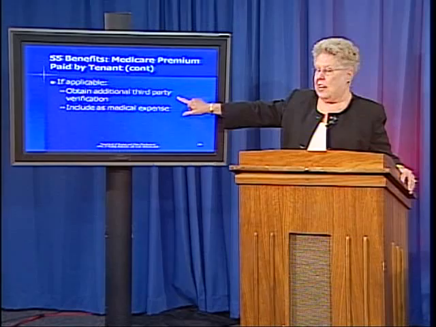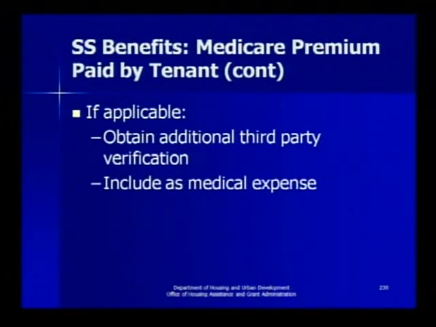This is where you may have to obtain additional third-party verification. Many times you're probably going to find that the difference is the prescription drug premium that the tenant is paying. And if you have to obtain information or third-party verification for that, you will have to go to the source where the tenant is getting their benefits from. I don't believe Social Security could probably verify that for you. I just wanted to clarify that.